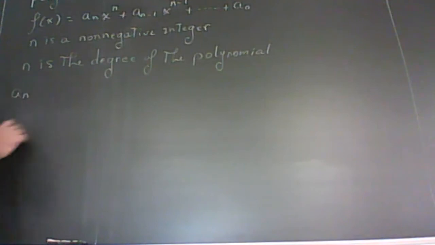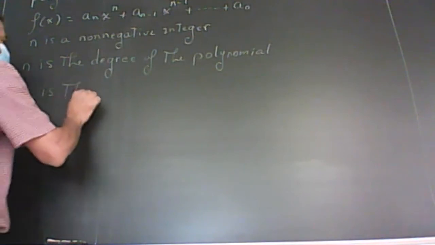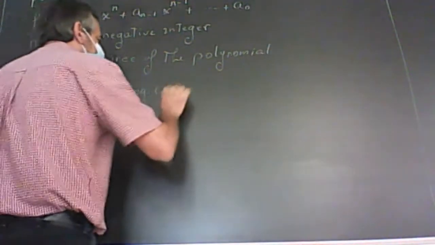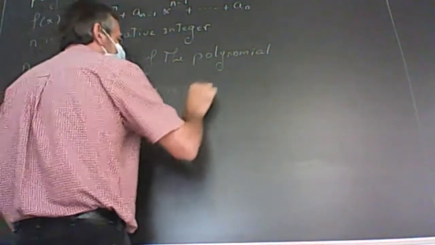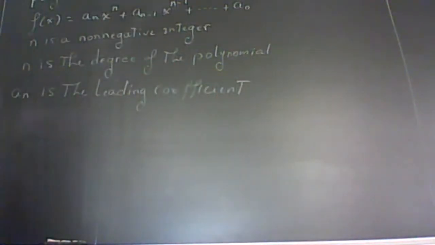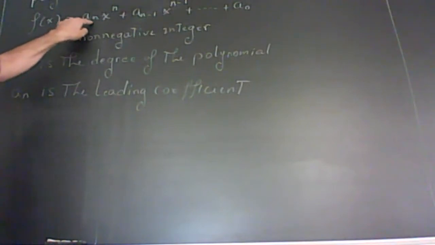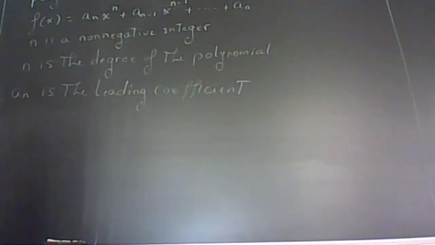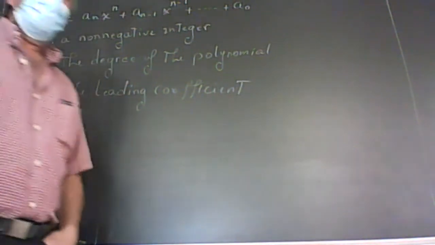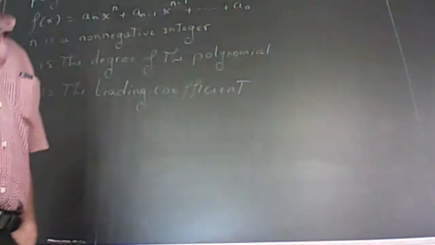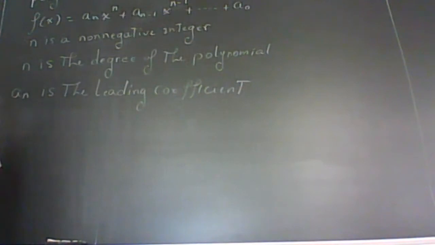a_n is the leading coefficient. Notice, a_n is the coefficient of the term with the highest exponent. Okay? So a_n would be the leading coefficient for this particular polynomial. Okay? Let's take a look at some examples.